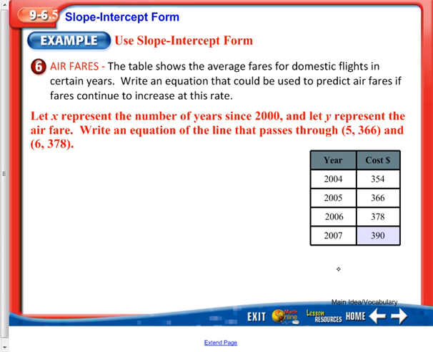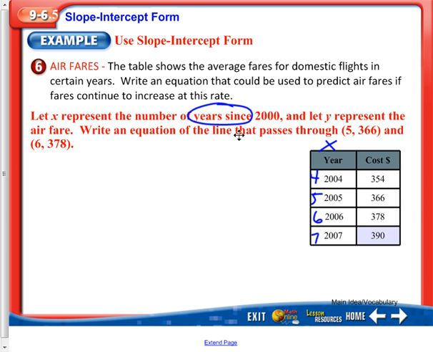Okay, airfares. The table shows the average fares for domestic flights in certain years. Write an equation that can be used to predict airfares if fares continue to increase at this rate. Let x represent the number of years since 2000. So x is the years since 2000. Like 2004 would just be 4, 2005 would be 5, 2006 would be 6, 2007 would be 7, because it says let x represent the years since 2000.